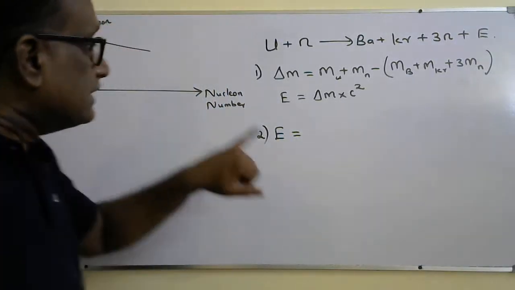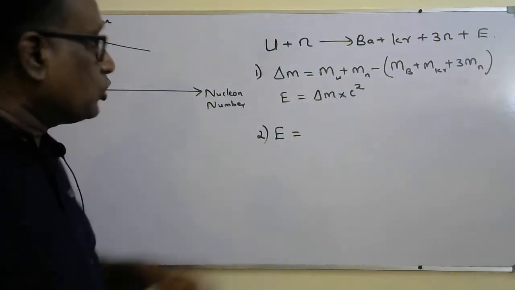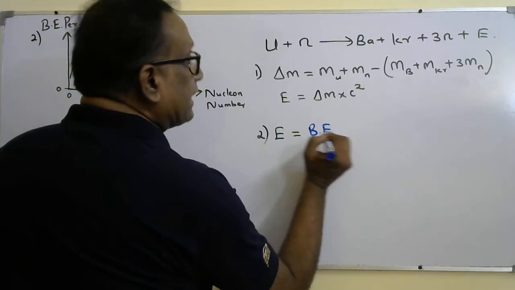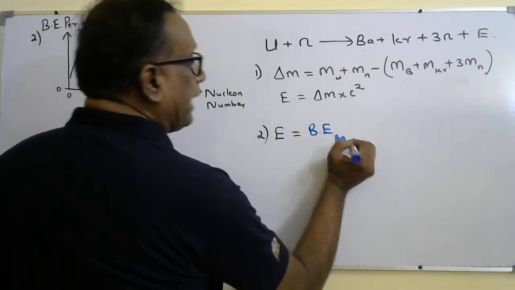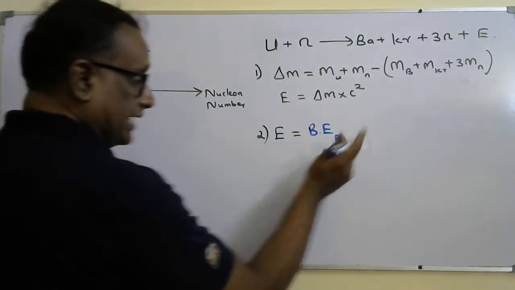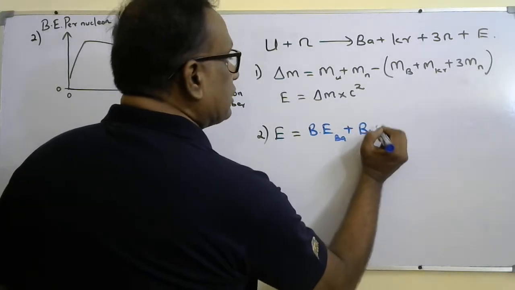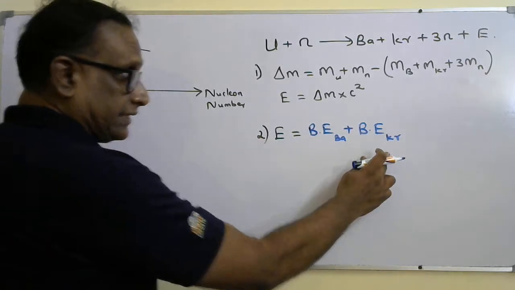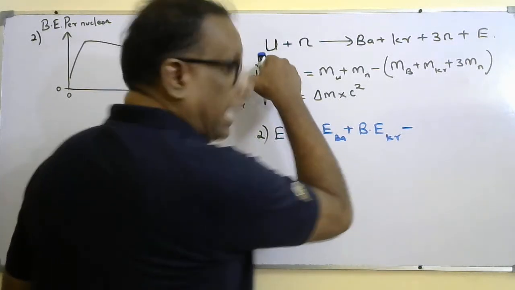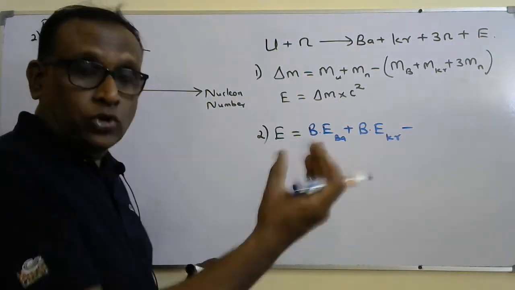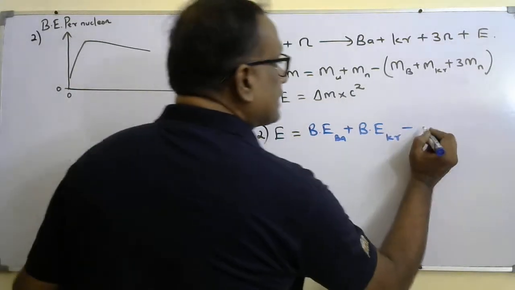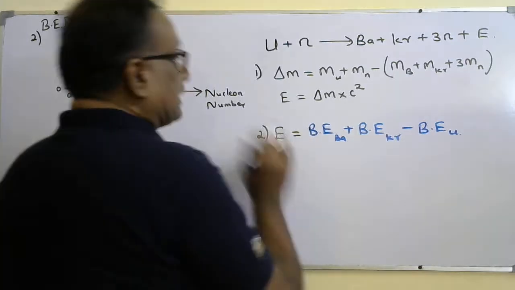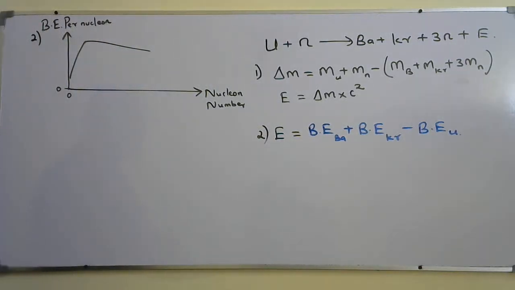So the net energy released during this fission reaction could be given as binding energy of barium, so barium is created, so energy is released, plus binding energy of krypton, because krypton is created, minus binding energy of uranium. This is absorbed energy; when the uranium is broken, energy is absorbed. So this gives the energy release in the fission reaction.